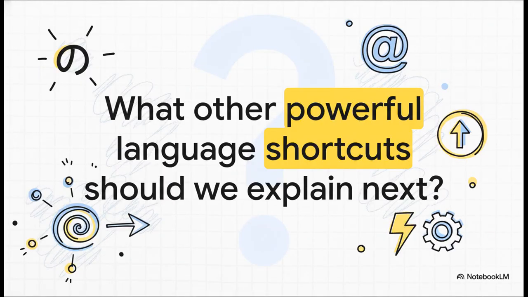And there you have it. The code is cracked. No isn't three different particles. It's one powerful tool that acts as a shortcut, a placeholder, and a possessive marker all rolled into one. Which really makes you think, what other tiny bits of language out there, in any language, are doing this much work?